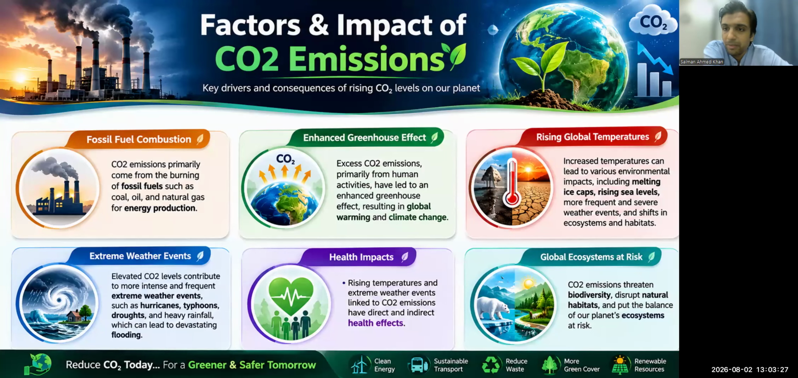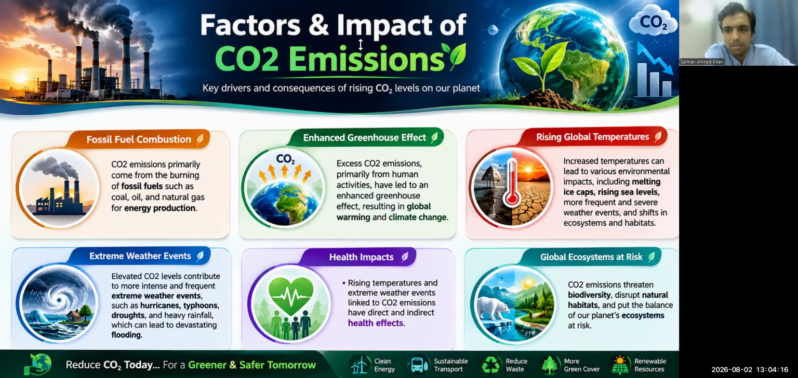Now, the factors and the impact of CO2 emissions on the planet and around the globe are fossil fuel combustions. The fossil fuel combustions, we have seen, are mostly emitted from industry and from the automotive sector as well, when we did not have any EV vehicles. It comes from burning of coal, oil, and natural gases for energy production, as well as, what we say is that the CO2 emissions have enhanced the greenhouse effect, as in my previous slide I discussed. Because of that increase in CO2 emissions, there is a rising global temperature.